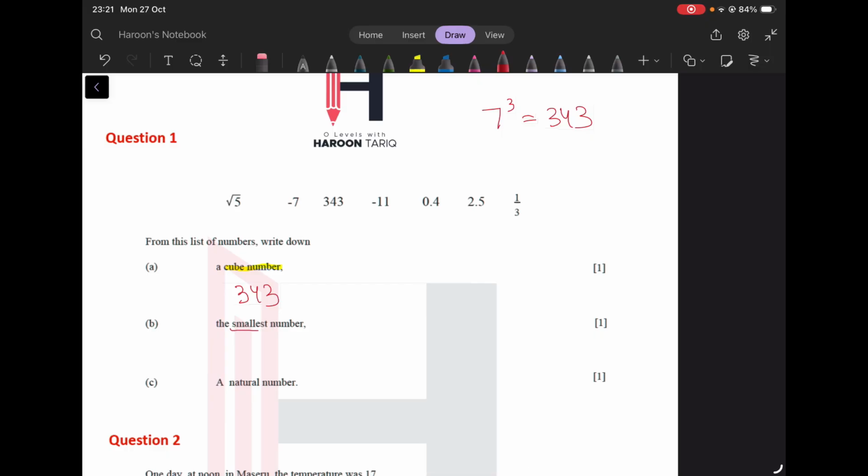The smallest number. The smallest number is actually the number in negative. In case we have any negative number, the bigger the number, the smaller it is. So in negative, we actually have two numbers, -7 and -11. So -11 is bigger. So that would be smaller. A natural number, so we are basically looking at a positive whole number. We only have one positive whole number, and that number is 343. So this should be the answer for C part.